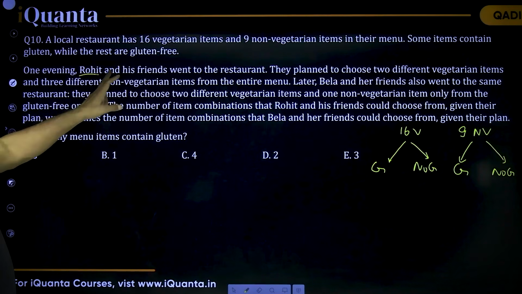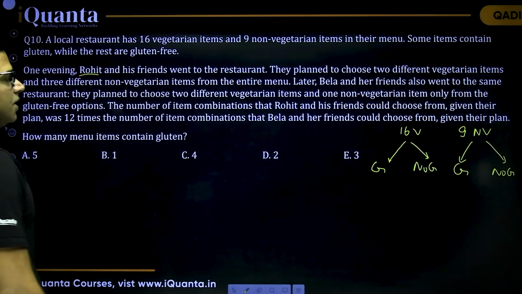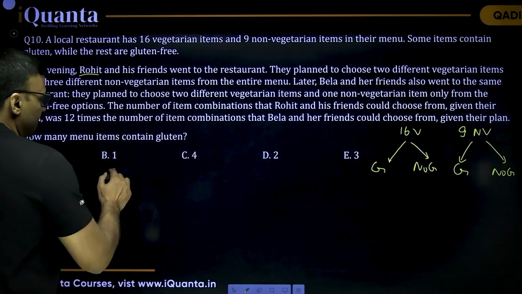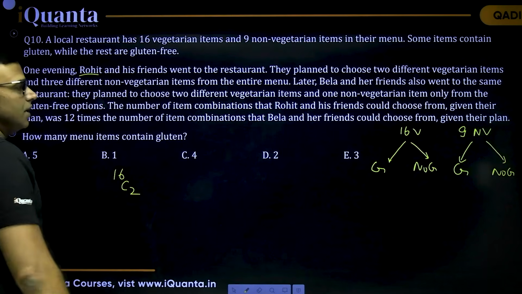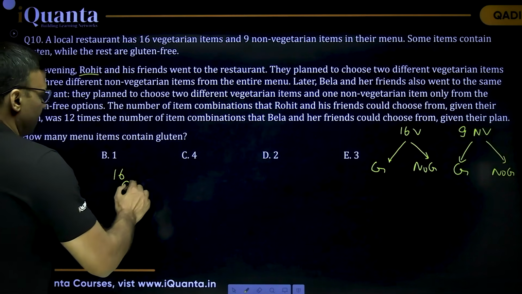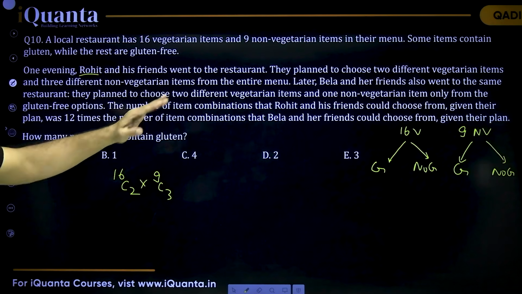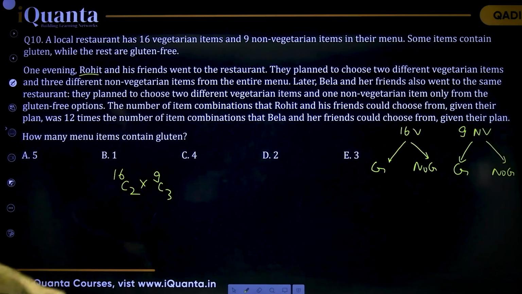First, we talk about Rohit and his friends. They plan to choose 2 different vegetarian items, so 16C2 is the number of ways. And 3 different non-vegetarian items, 9C3, from the entire menu. Later, Bella and her friends also went to the same restaurant.